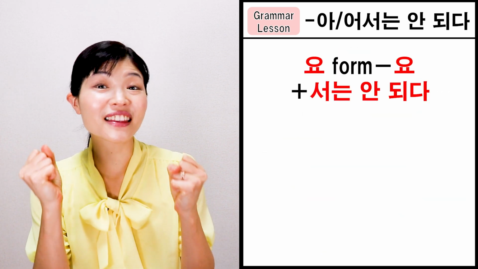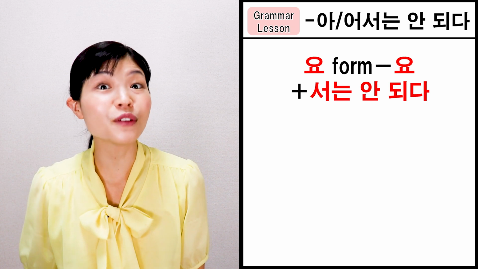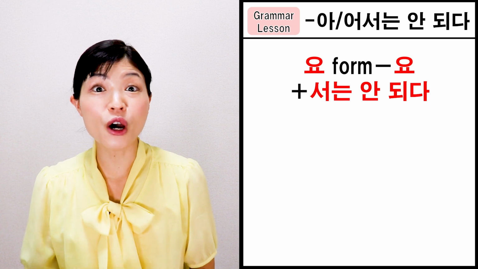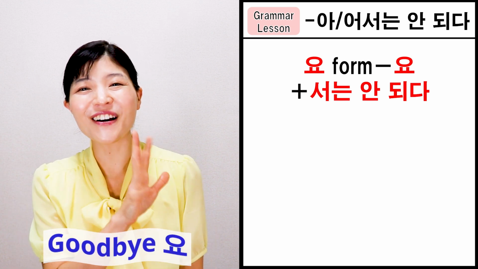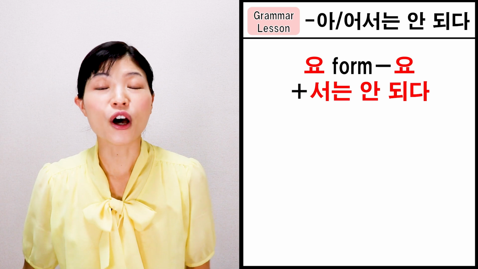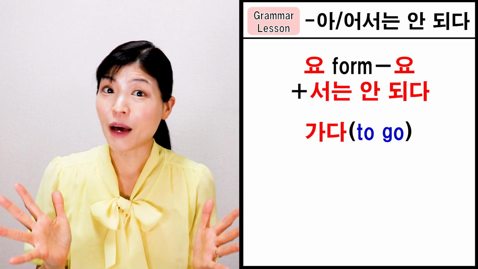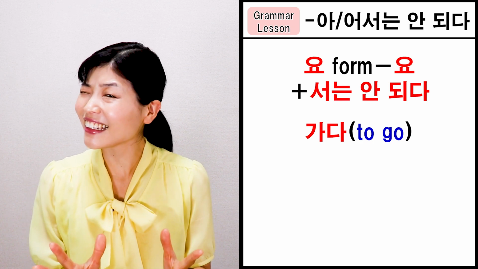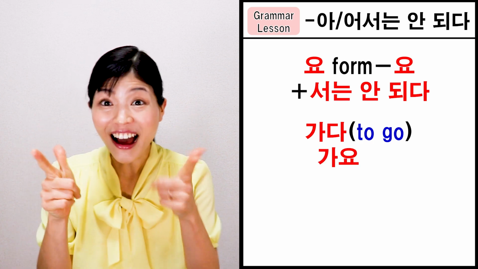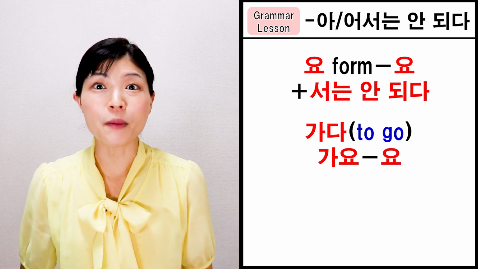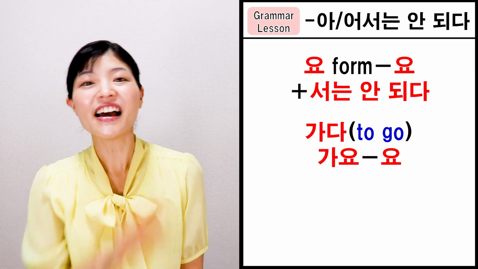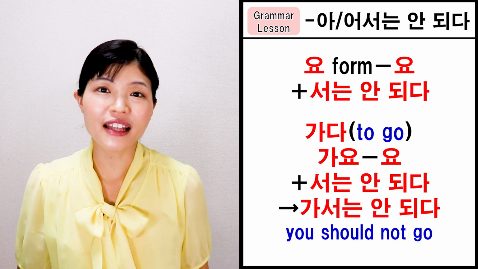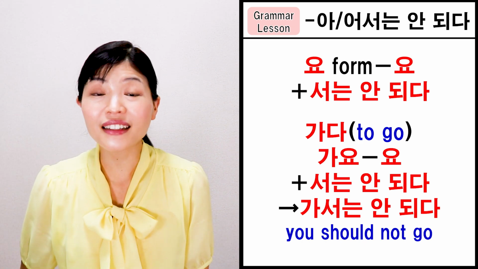Yes? Then let's look at the usage of 아어서는 안 되다. It follows verbs and you make your yo form first and remove yo from the form, and attach 서는 안 되다. For example, 가다 is to go. The yo form of 가다 is 가요. Right. So you remove yo from it, and attach 서는 안 되다 to make 가서는 안 되다. You should not go. Is everything clear?